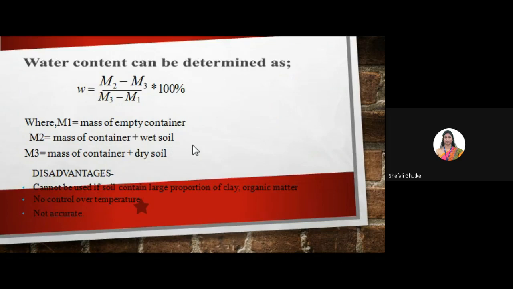The disadvantages of the sand bath method are that it cannot be used if the soil contains a large proportion of clay, organic matter, or gypsum, because organic matter requires control over the temperature, and in the sand bath method there is no control over the temperature because we are using a kerosene stove. And last but not the least, this method is not accurate.